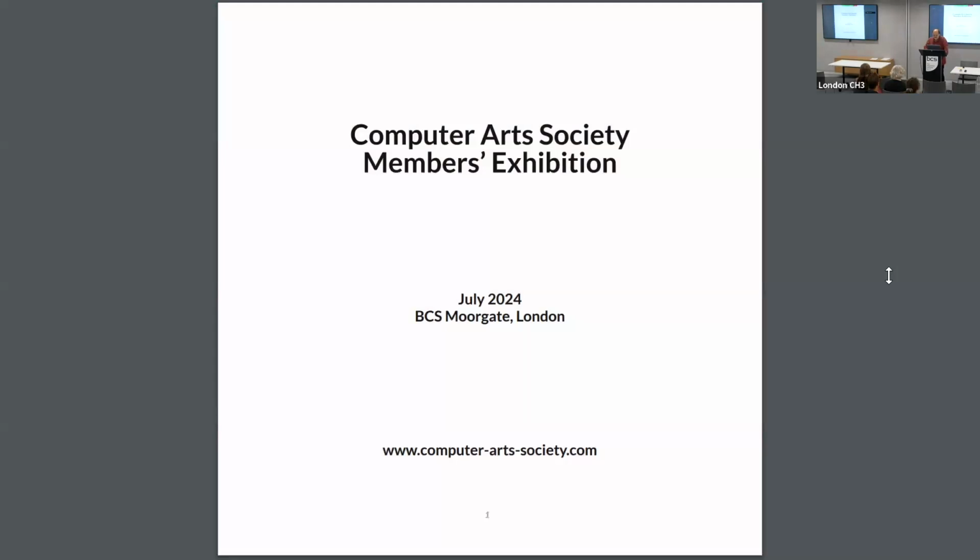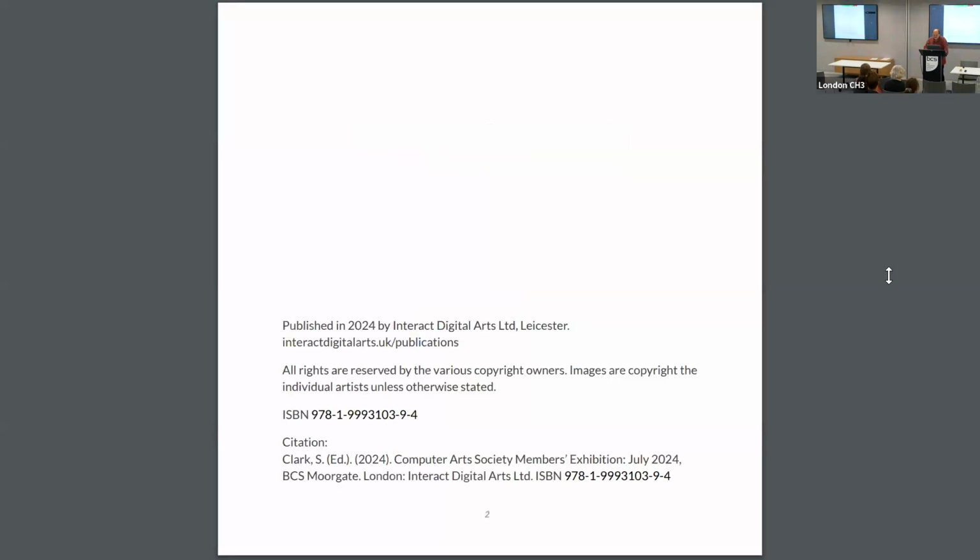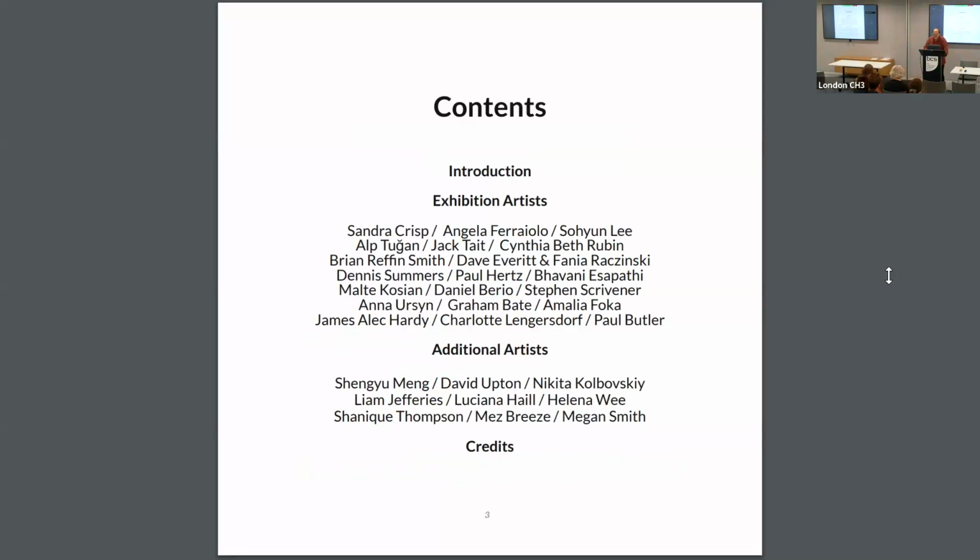So the members exhibition. We publish this with an ISBN number. Now we publish it online and on paper. It is an official publication, goes to the British Library. And we have two sets of artists.